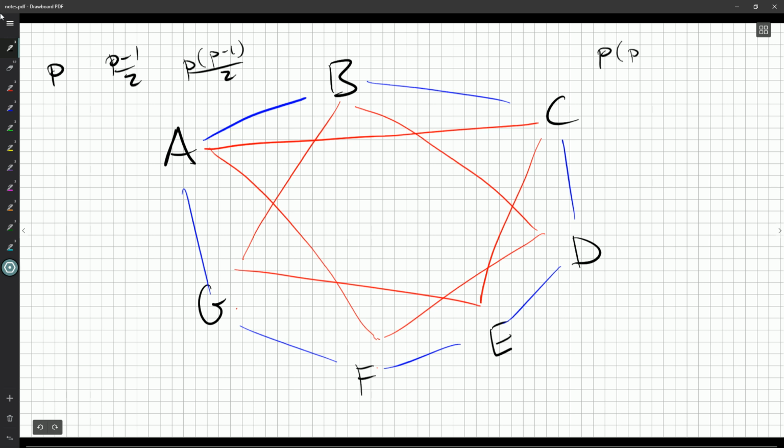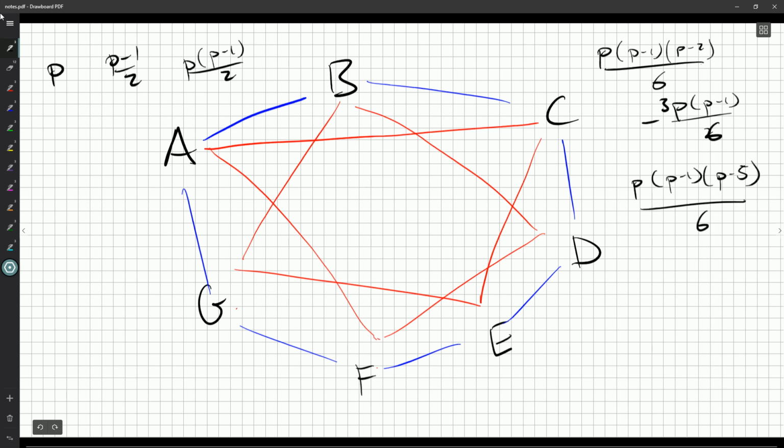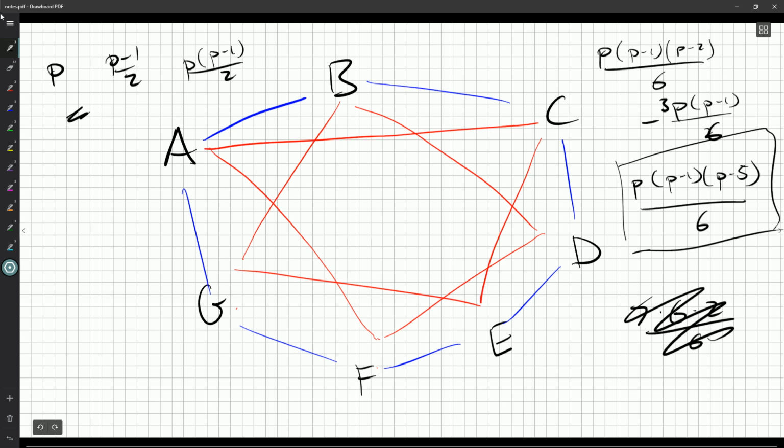And it's P times P minus 1 times P minus 2 all over 6 total teams. So you'd have P times P minus 1 times P minus 5 all over 6 is the most diverse teams you could get in such a situation. 7 times 6 times 2 all over 6, that's 14. That's kind of cool. Anyways, let's actually finish this up.